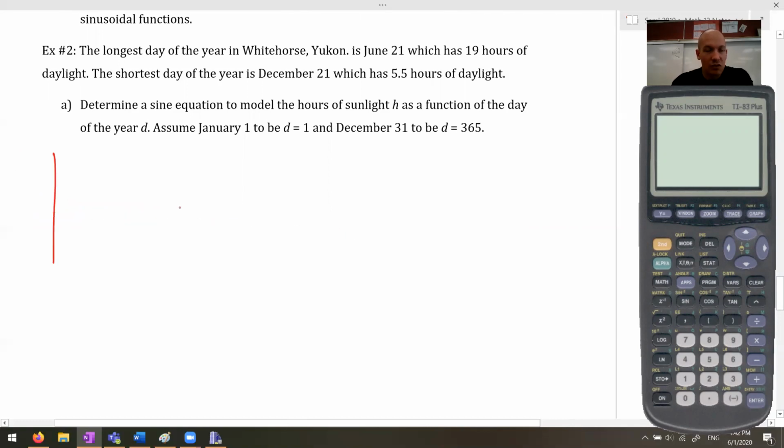Okay, let's see if I can draw a straight line. This is my greatest challenge. Okay, a straight line, that's pretty good. So the hours of daylight, it's going to fluctuate between 5.5 hours and it's going to go all the way up to 19 hours.